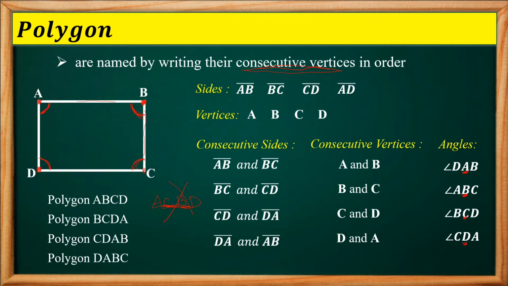Okay, you already know how to identify the sides of the polygons, identify the vertices of the polygons, and consecutive sides, consecutive vertices, and the different angles formed on the polygons. Okay, we are in our objectives, which is identifying the parts of the polygon.